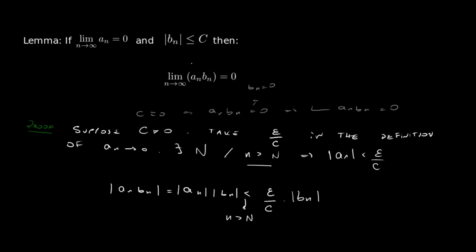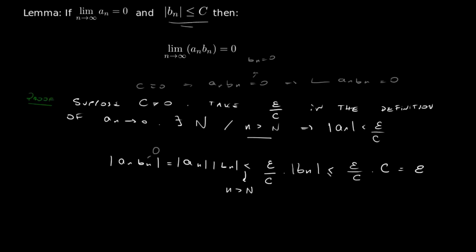But we also know that the absolute value of b sub n is smaller or equal to c. So then this will be smaller or equal to epsilon over c times c, and this equals epsilon. So then the absolute value of a sub n times b sub n minus 0 is smaller than epsilon, and that is the definition of a limit. So the limit when n goes towards infinity of a sub n b sub n is 0.